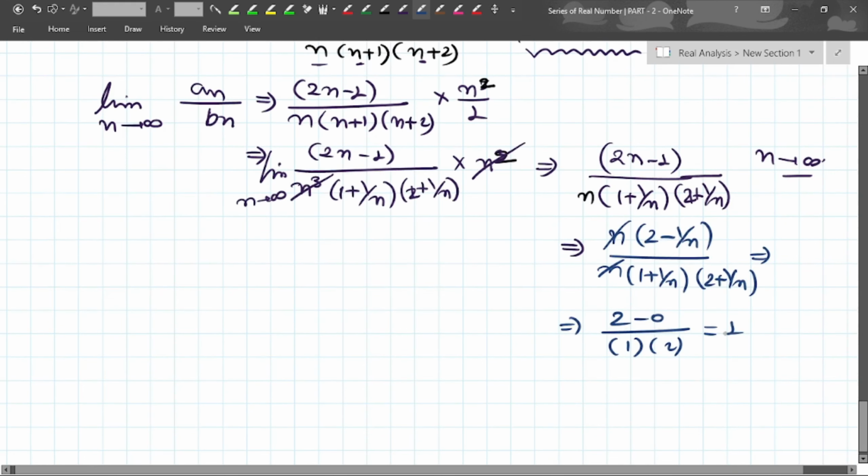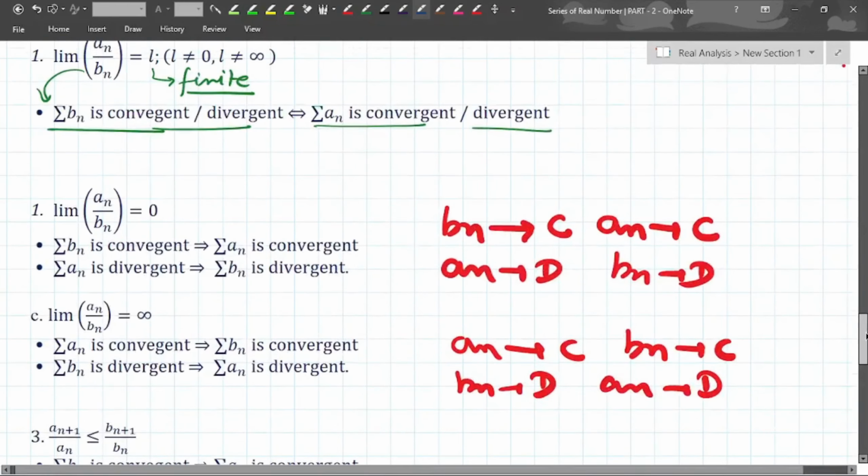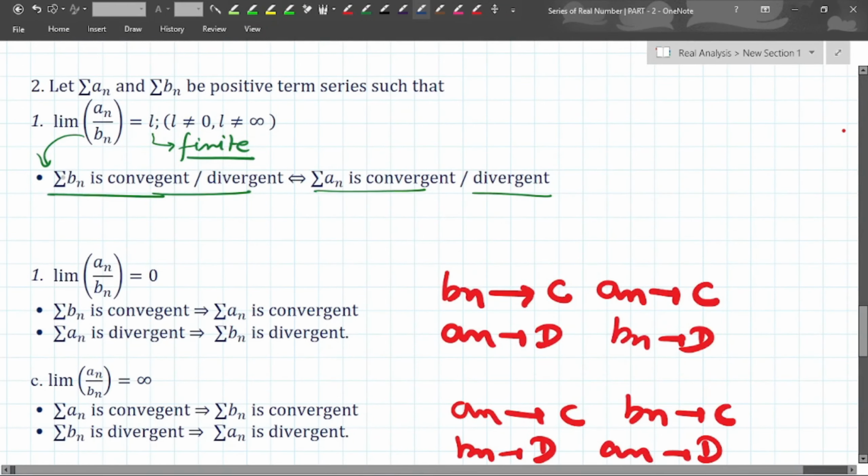Sorry, it is 1 plus 2 by n, 1 plus 2 by n, 1 plus 2 by n. So from here it is 1 plus 2 by n, and it is again 1. So it is 2, which means it is not equal to 0. Now if it is not equal to 0, it means this case: if bn is convergent, then an is also convergent. See here, what is my bn?